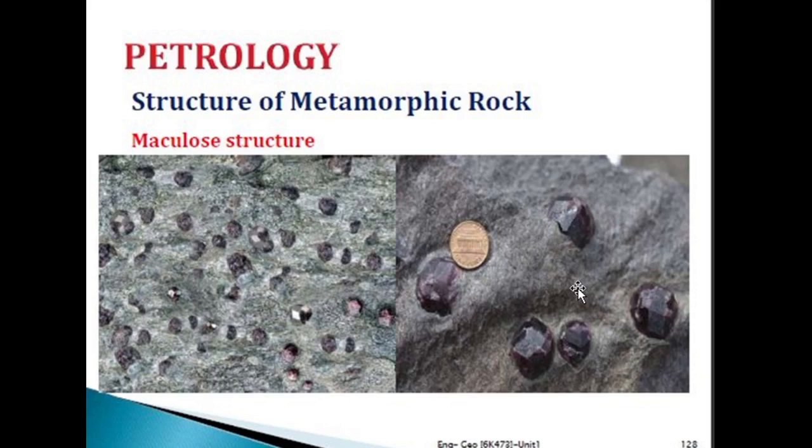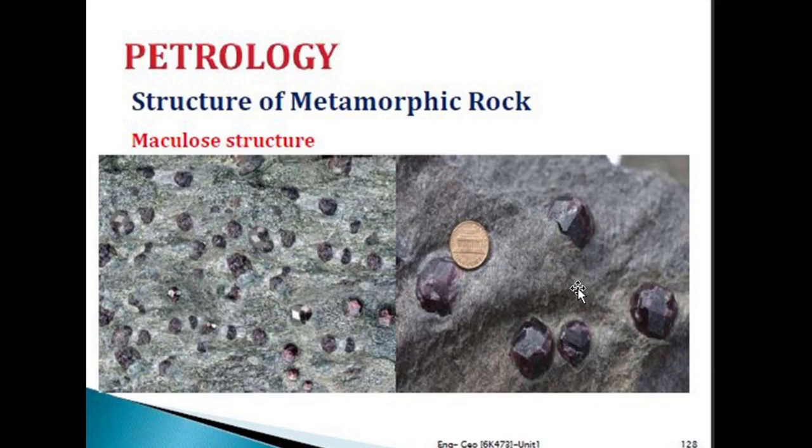This is due to the formation of large size crystals within otherwise fine grained rock. This structure is a typical product of thermal metamorphism. Maculose structure is the typical product of thermal, meaning contact, metamorphism. It is generally the result of incomplete recrystallization of the constituent minerals.